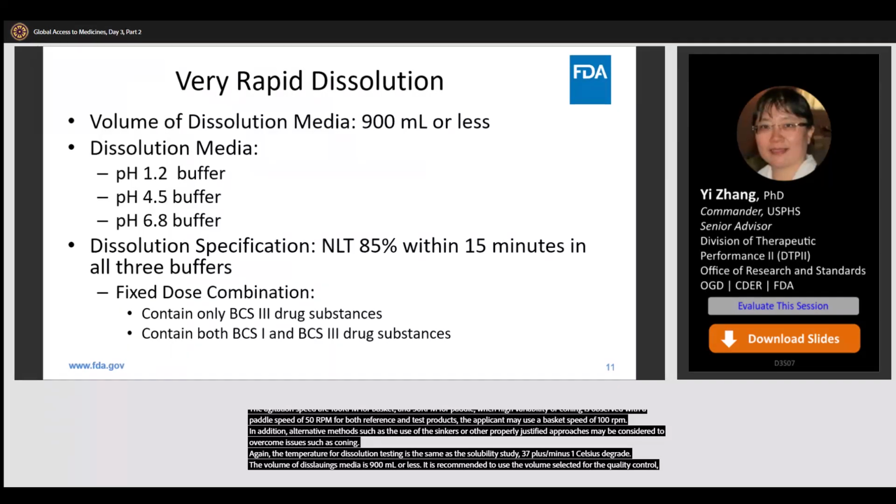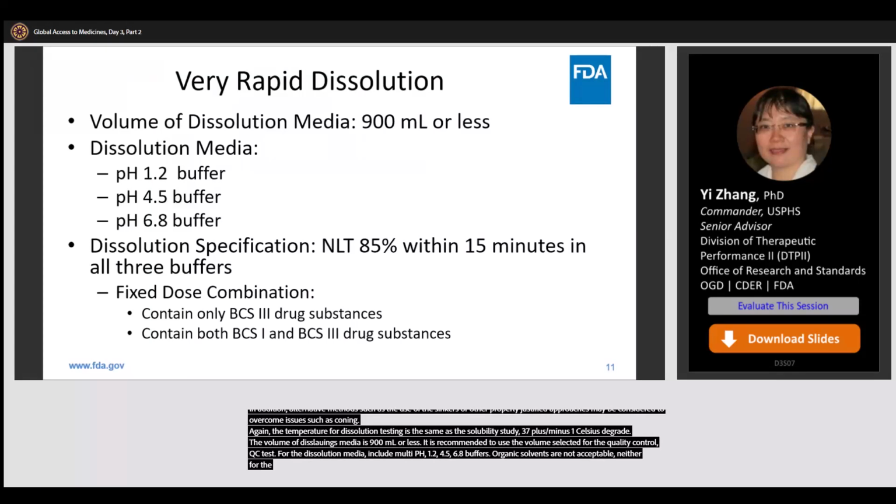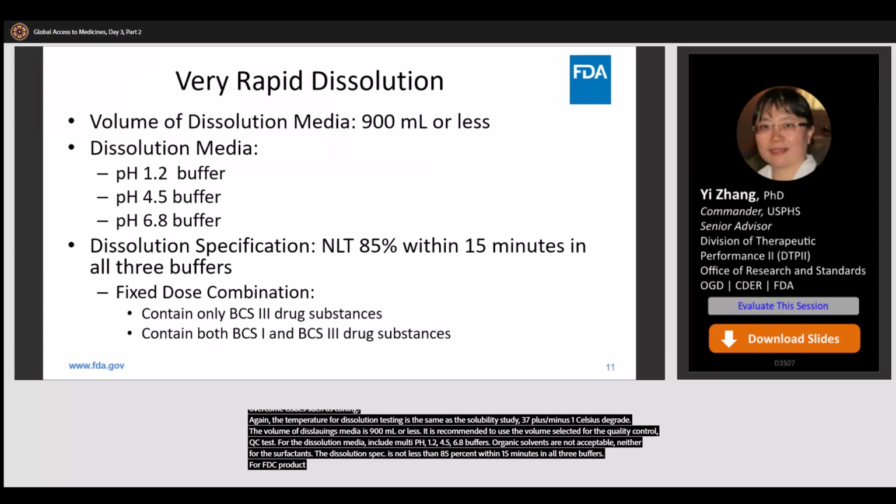The dissolution media include multi-pH 1.2, 4.5, and 6.8 buffers. Organic solvents are not acceptable, nor are surfactants. The dissolution spec is not less than 85% within 15 minutes in all three buffers. For FDC products, if it only contains BCS class 3 drug substances, the same dissolution spec applies.